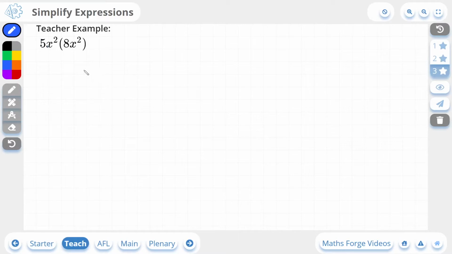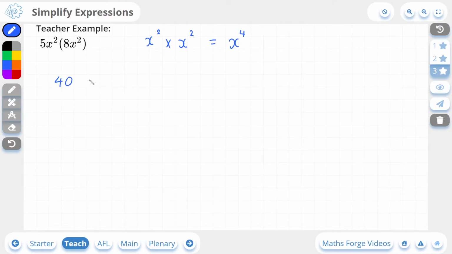We have 5x squared multiplied by 8x squared. So 5 multiplied by 8 is going to be 40. And then we have x squared multiplied by x squared. If you are multiplying variables that have the same base, so in this case the x and the x, you simply add their powers to simplify. So it's going to be x to the power of 4. So x squared multiplied by x squared is x to the power of 4.